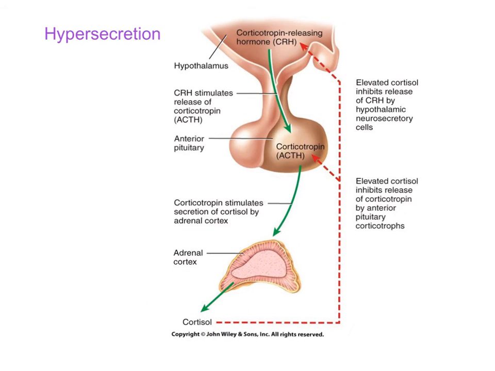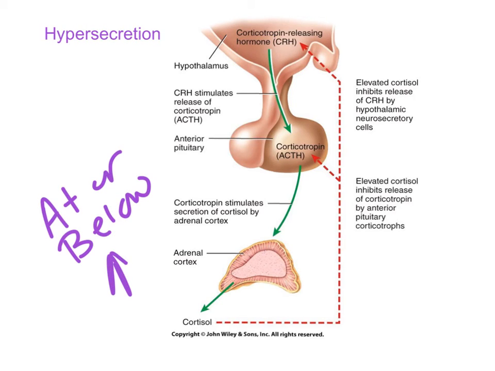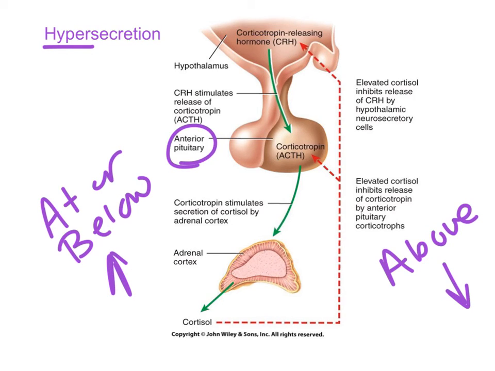In summary, for hypersecretion, anything at or below the level of the problem, the levels will increase because it is hypersecretion. Anything above the problem will decrease. So just quickly taking a look at that, anything at or below will increase. So if the problem is at the anterior pituitary, at that level that will increase, and below that will increase, above will decrease.